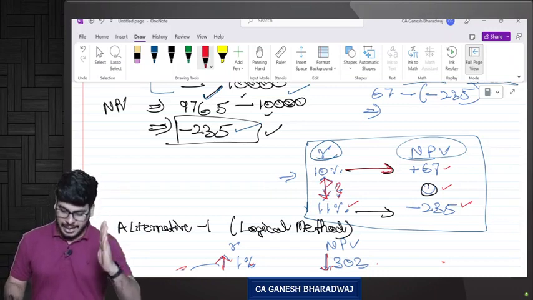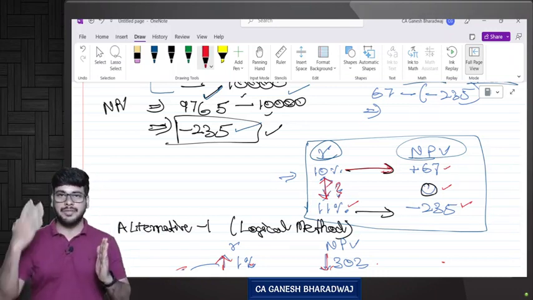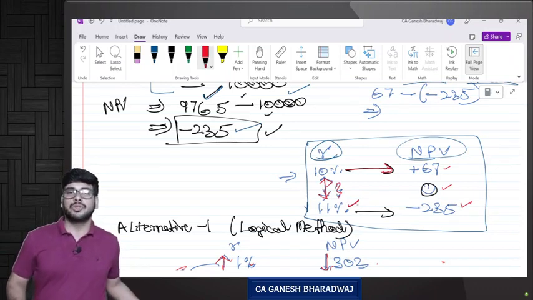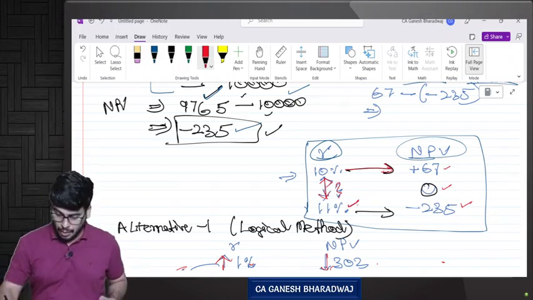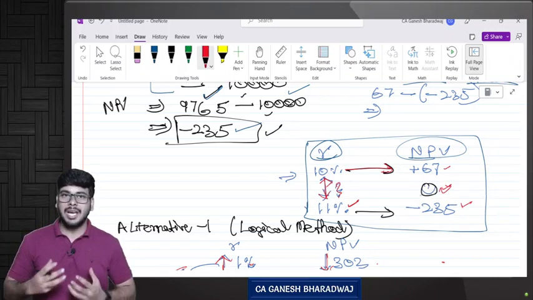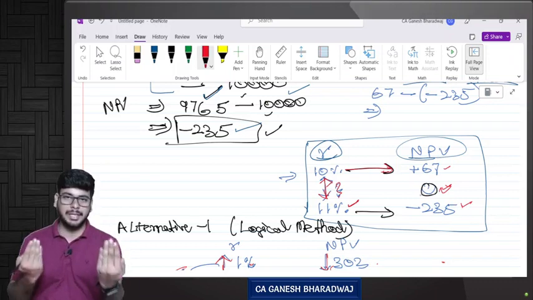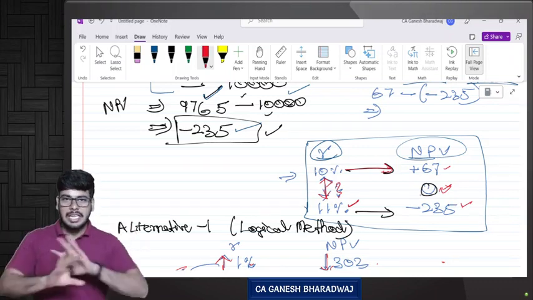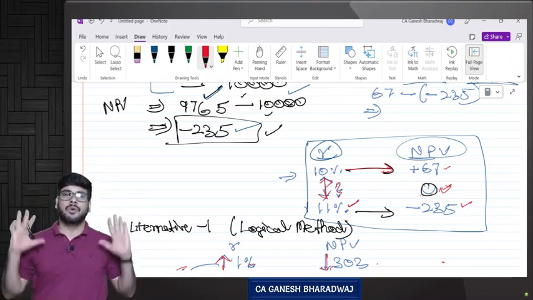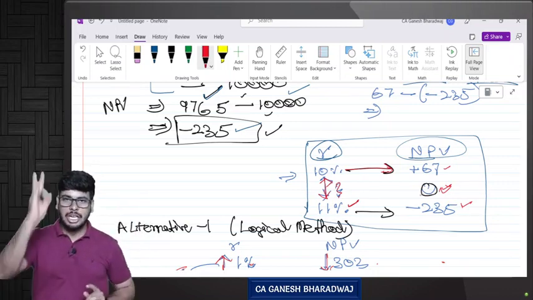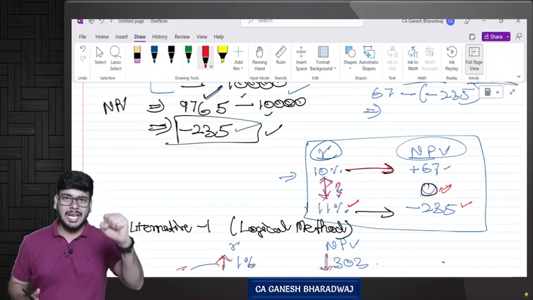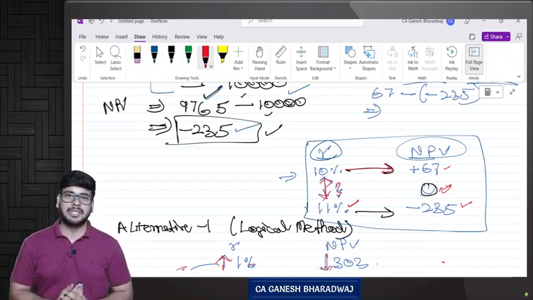If I take R as 10%, it is showing a positive 67 as NPV. If I take R as 11%, it is showing a negative 235 as NPV. My NPV required is 0. It is lying somewhere in between this. So I know that my IRR is somewhere in between 10% and 11%. To this extent, we have found out. Are you clear? We have narrowed down to this extent. So what is the conclusion we can make? We can conclude that IRR is lying somewhere in between 10% and 11%.